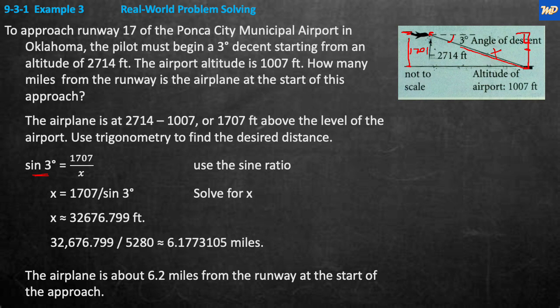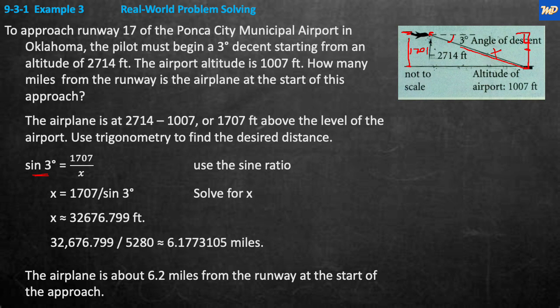So then we're going to solve for x, which means we have to swap the sine of 3 degrees and x around. So we're going to get x is equal to 1707 divided by the sine of 3 degrees. And that's solving for x. Then x is equal to what? What is 1707 divided by the sine of 3 degrees? Well, when I run it on my calculator, I ended up with approximately 32,676.799 feet. That's the length of the hypotenuse running down to the airport.